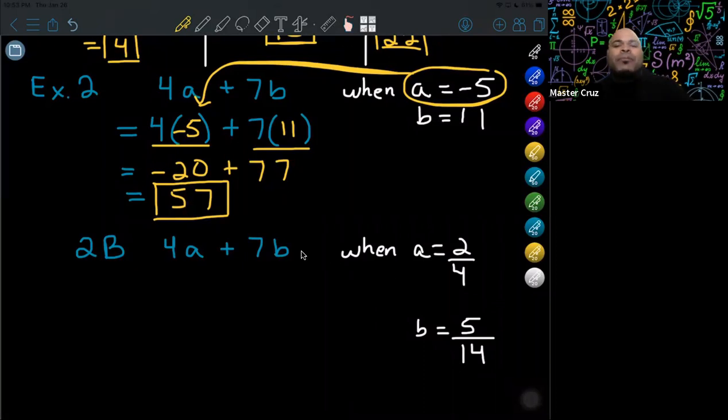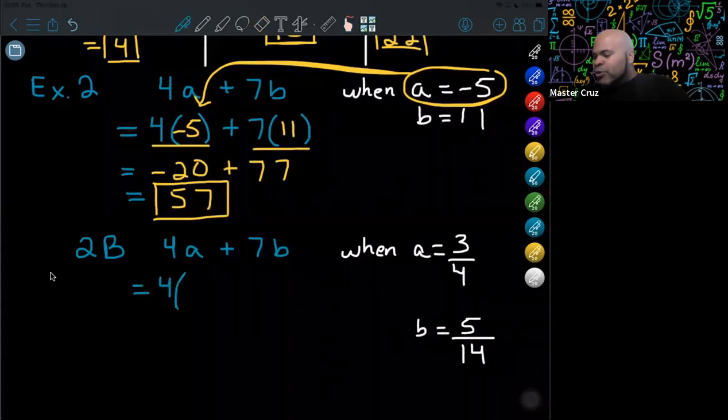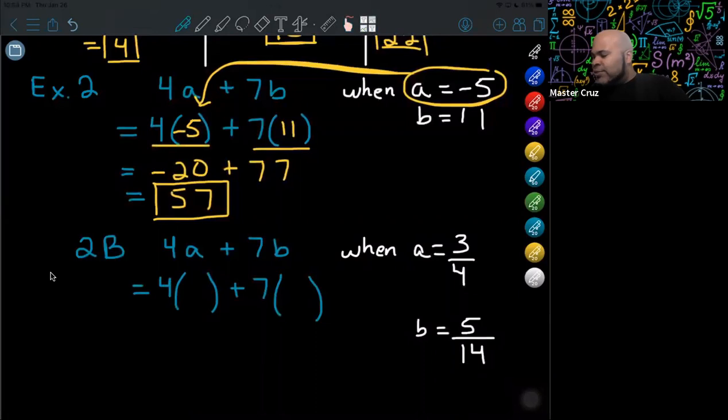2B is the same problem, but now I get fractions. So what happens when we get fractions? I just realized I want to change this number real quick. I don't want that to be 2. I want that to be 3. And I'm going to plug it in here. Okay, so let's substitute. Again, I'm going to have 4, but I'm going to open a bigger parentheses because it's for a fraction, 7 and bigger parentheses because it's for a fraction. And I'm going to substitute in here. So A is 3/4 and B is 5/14. It is okay to have fractions. There's nothing wrong with that.